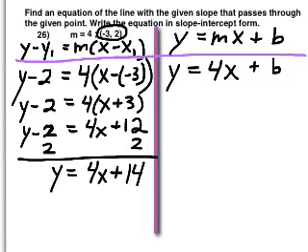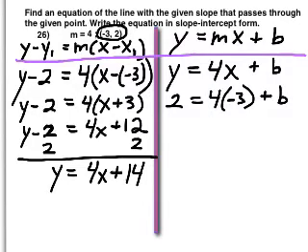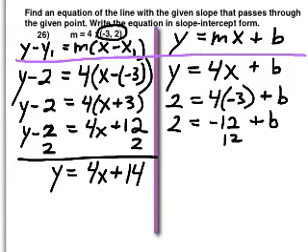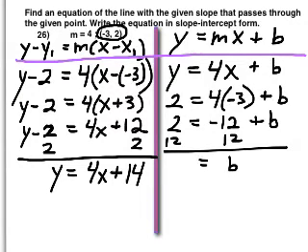So we can stick that point in. We'll put in the 2 for the y, and it's 4 times the -3, and that's plus b. Notice we're down to one variable. If we have one variable in the equation, we can find out what it equals. So we just simplify this. 2 equals -12 plus b. Then we add 12 to both sides. And lo and behold, our b is 14.